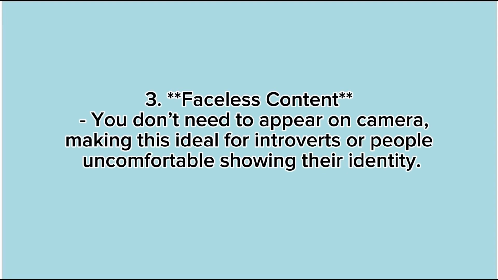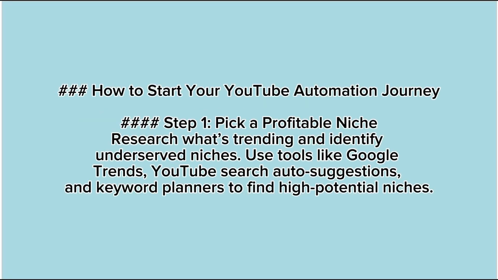3. Faceless content. You don't need to appear on camera, making this ideal for introverts or people uncomfortable showing their identity. How to start your YouTube automation journey. Step 1. Pick a profitable niche. Research what's trending and identify underserved niches. Use tools like Google Trends, YouTube search auto-suggestions, and keyword planners to find high-potential niches.